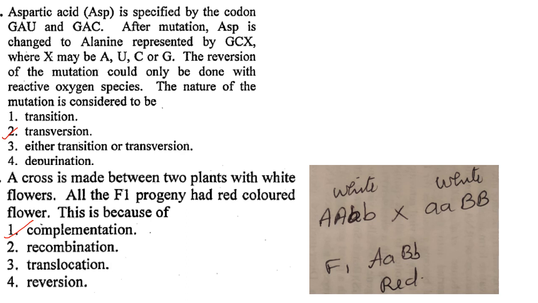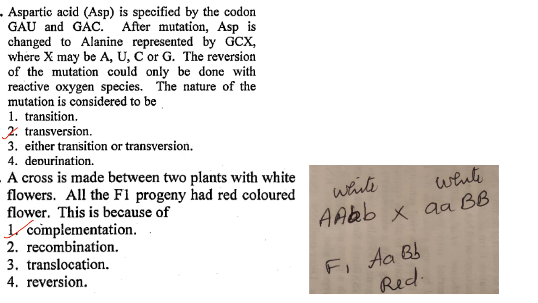The next one. A cross is made between two plants with white flowers. All the F1 progeny had red colored flowers. This is because of... This is the same question that has been repeatedly asked in, I think, 2012. I don't remember the year or the month, but the question has been asked in 2012 as well as in 2017, I think.